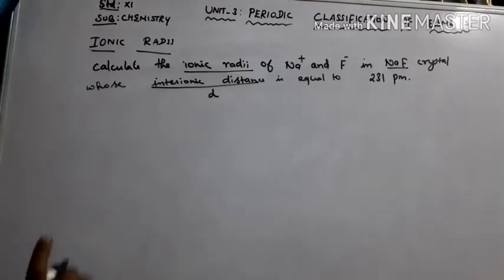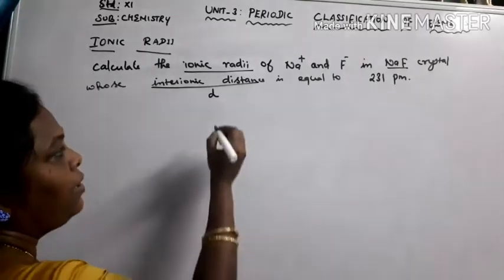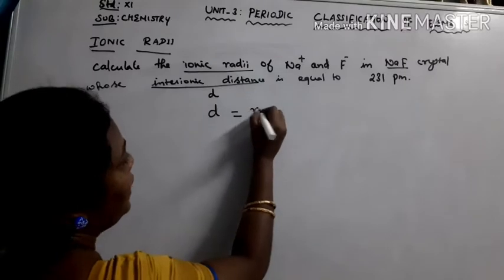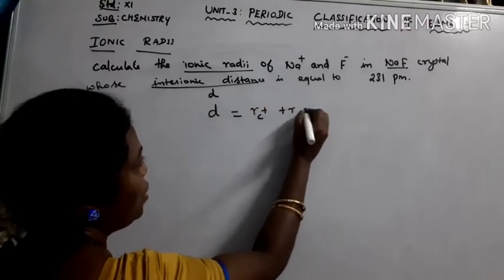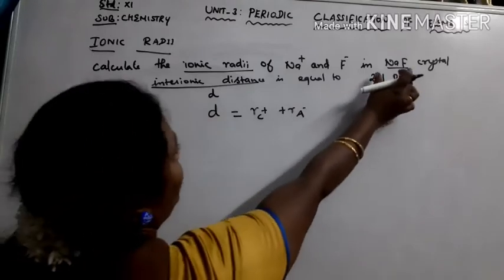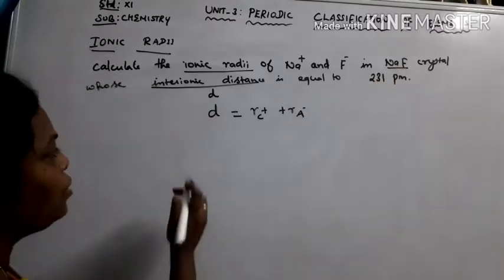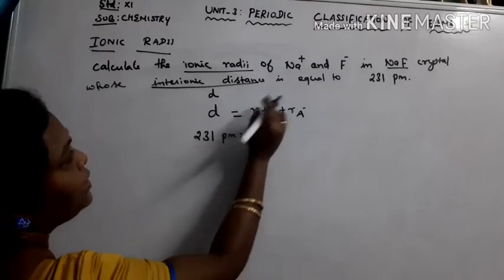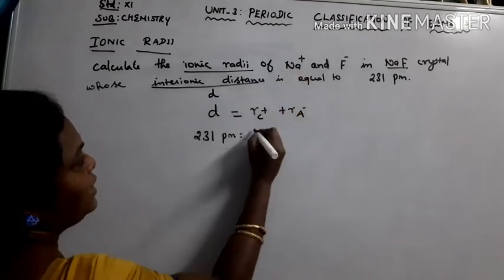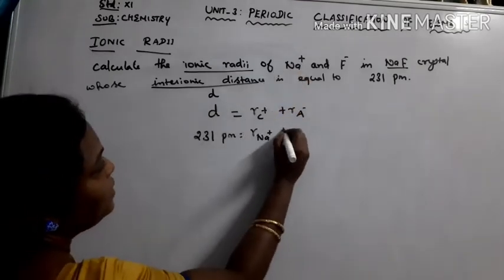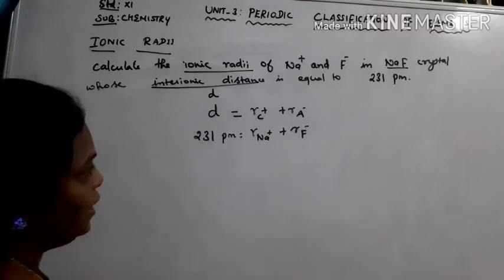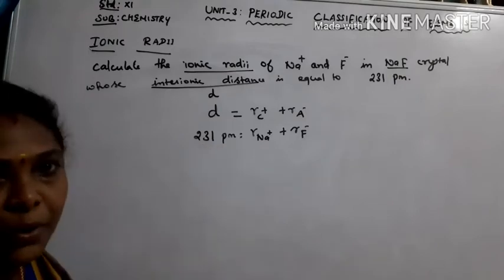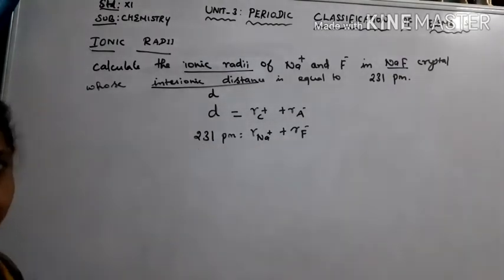Already we know that according to Pauling's method, to calculate ionic radii, the interatomic distance between the cation and anion is equal to the radius of the cation plus the radius of the anion. The interatomic distance for a sodium fluoride crystal is given as 231 picometer. So 231 picometer equals the radius of Na plus plus the radius of F minus in the sodium fluoride crystal.